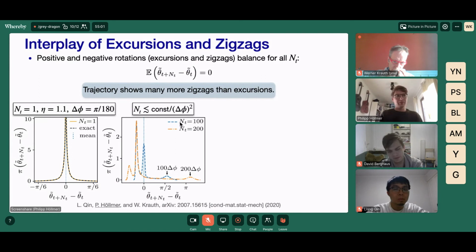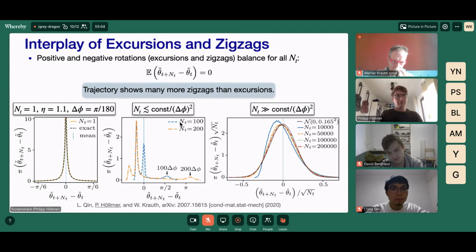And now we can also finally consider the case where we choose a very large number of time steps, so that excursions and zigzags can interchange and balance each other. And in this limit, of course, the probability distribution approaches a Gaussian, a symmetric Gaussian. You can see this in this plot here. So this black dotted line shows the normal distribution. And then you can see that if I increase the number of time steps from the blue curve, which still looks a bit asymmetric, to the red curve finally, then you see we approach this Gaussian.